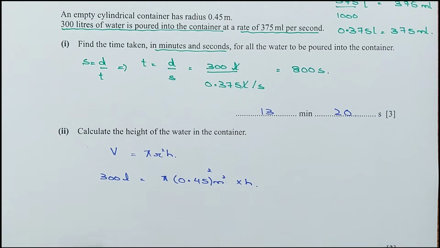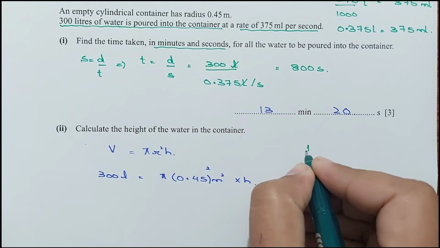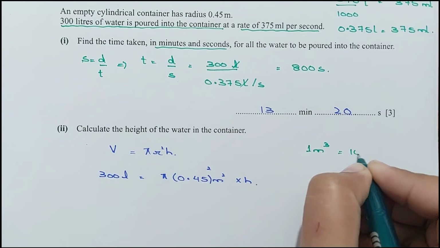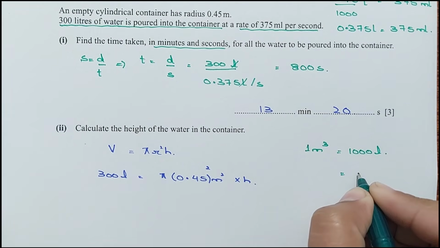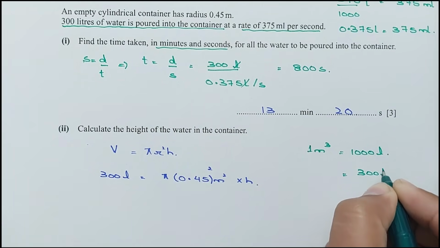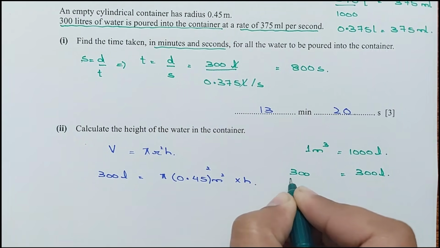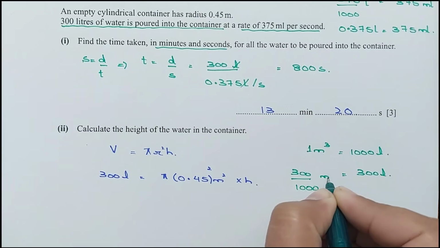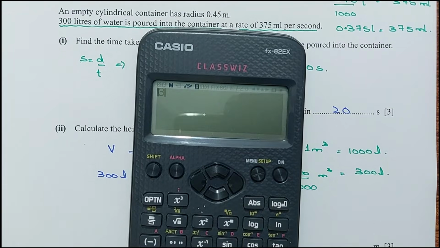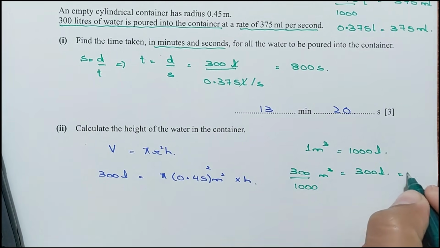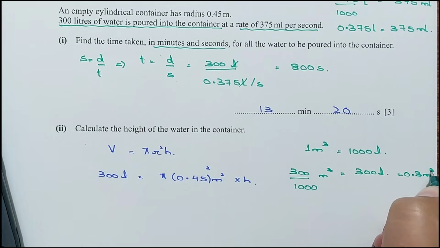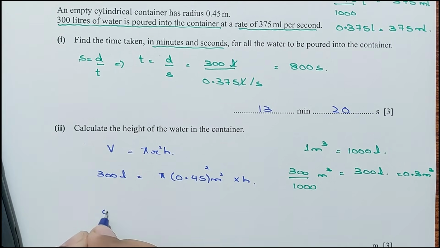Now we have to make the same units. We know that 1 cubic meter has 1000 liters, right? So 300 liters is 300 out of 1000 cubic meters. 300 divided by 1000 is 0.3 cubic meters, right? So I can rewrite this as 0.3 cubic meters.